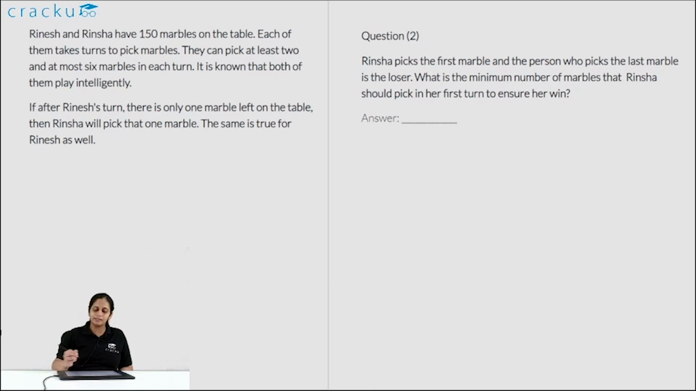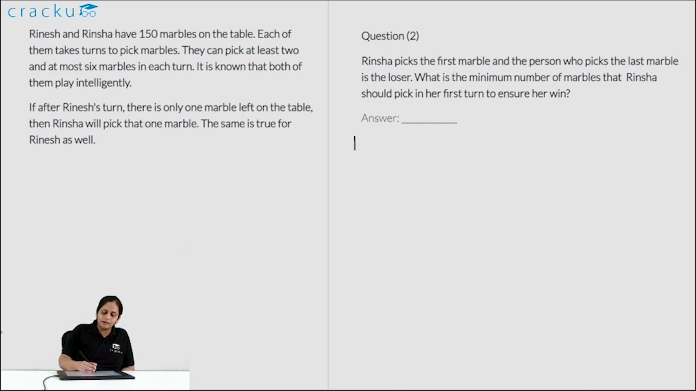Now let's take a look at the second question. Rinsha picks the first marble and the person who picks the last marble is the loser. What is the minimum number of marbles that Rinsha should pick in her first turn to ensure her win? Okay, so we now have that the condition is reversed, kind of.